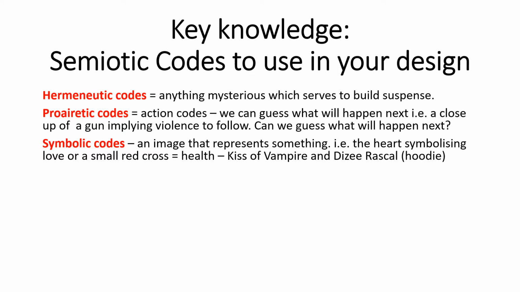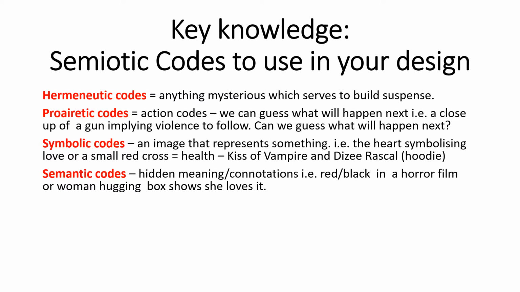Symbolic codes are where you deliberately use imagery to represent something. For example, a heart symbolising love or a small red cross indicating health. Some of your key texts, Kiss a Vampire and Dizzee Rascal, employ symbolic codes regularly to get their meaning, or their hidden meaning, across to their audience.